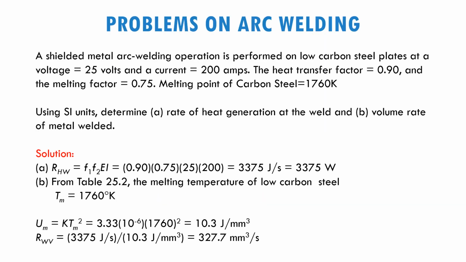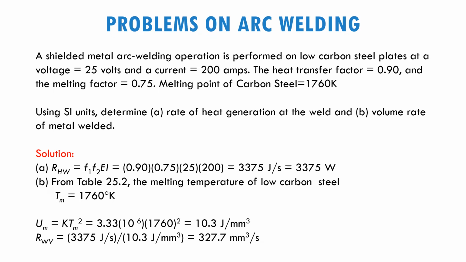So let's see a problem on arc welding. A shielded metal arc welding operation is performed on low carbon steel plate at a voltage of 25 volts and current of 200 amps. The heat transfer factor is 0.9 and the melting factor is 0.75. The melting temperature of carbon steel is 1760 K. Using SI units, determine the rate of heat generation at the weld and also the volume rate of metal welded.